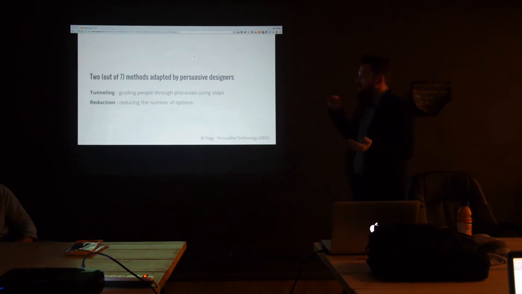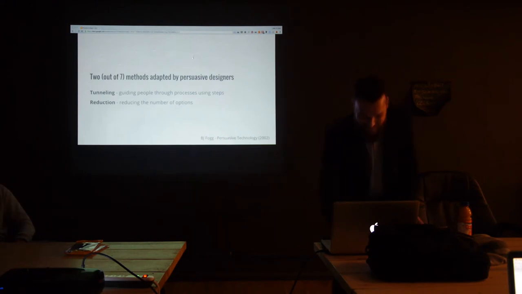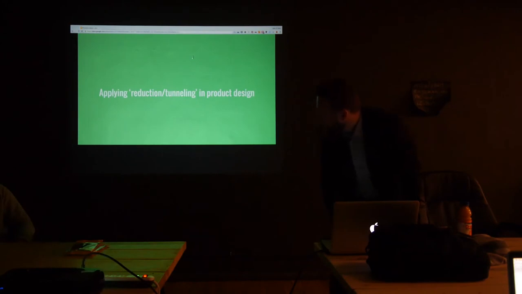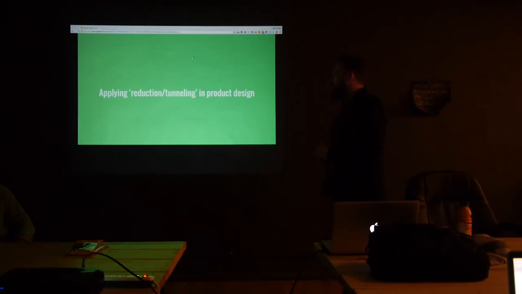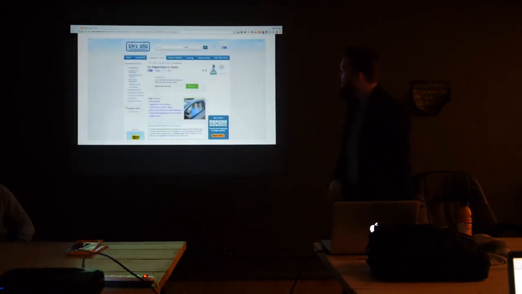Tunneling means you would guide people through a series of steps of a process, progressively revealing some of the information. And reduction means you're reducing the number of options for them to easily decide. So you're removing the analysis paralysis. And how would you do that? Let's look at one of the examples that we did in our company, an example of reduction and tunneling in product design. And this is one of our clients.